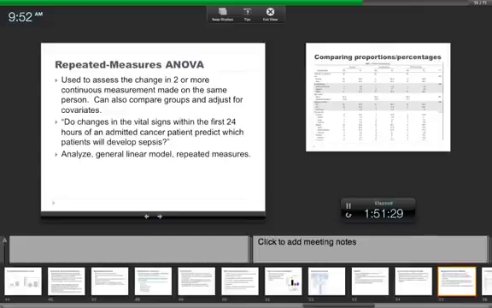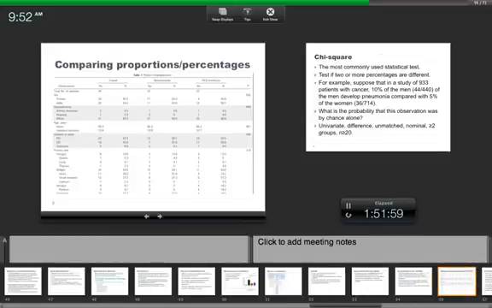You still assess the change in two or more continuous measurements made on the same person. Can compare groups and adjust for covariance. Do changes in the vital signs within the first 24 hours in cancer patients predict which patient will develop sepsis? This would analyze using the general linear model for repeated measures.